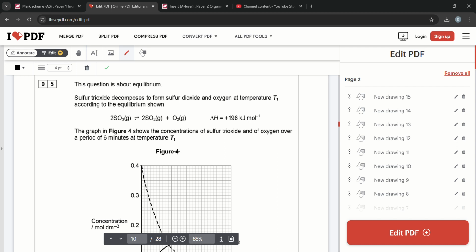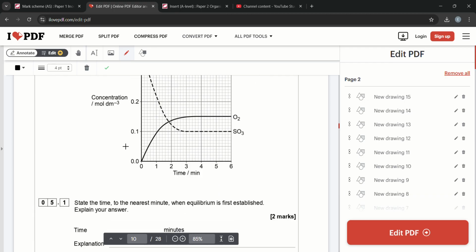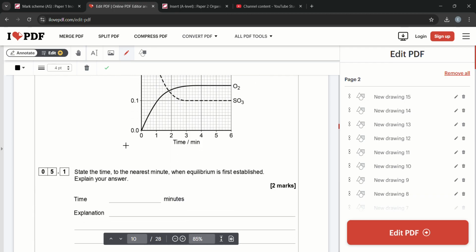Question 5. This question is about equilibrium. Sulfur trioxide decomposes to form sulfur dioxide and oxygen at temperature T1. According to the equilibrium shown, the graph in figure 4 shows the concentration of sulfur trioxide and oxygen over a period of 6 minutes at temperature T1. State the time to the nearest minute when equilibrium is first established.